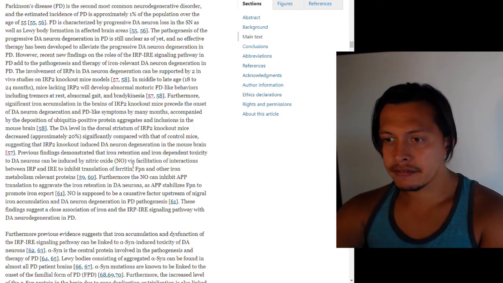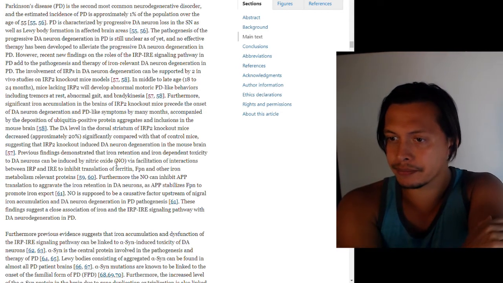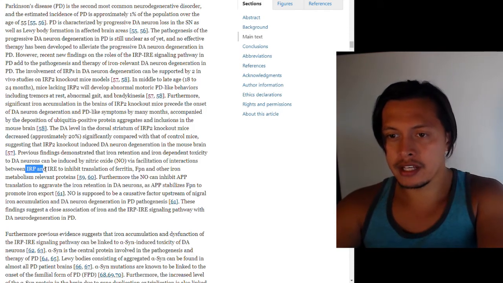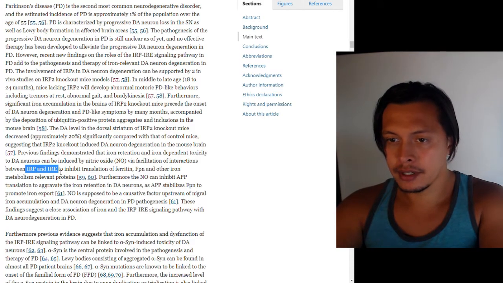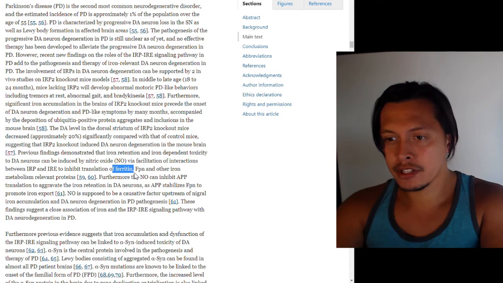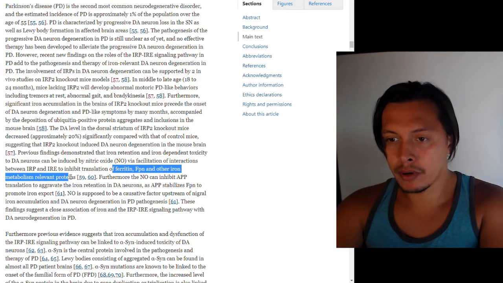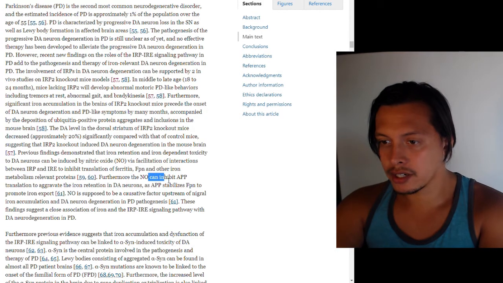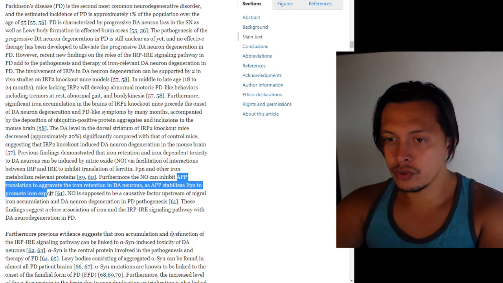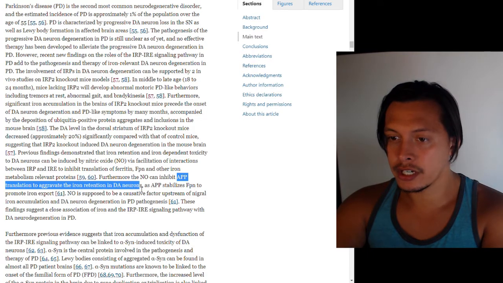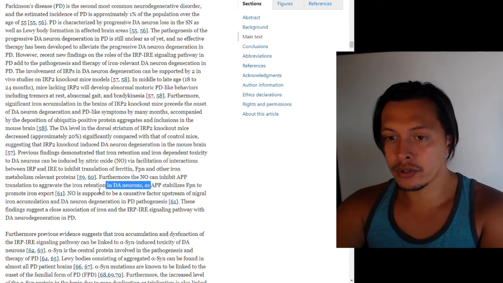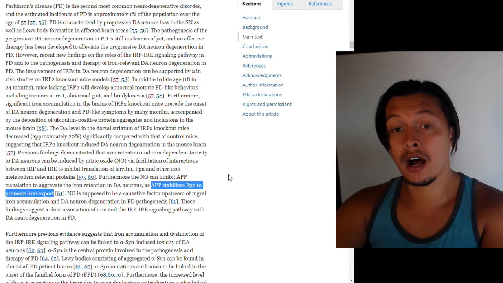So if you have nitric oxide, this will facilitate the interaction with the IRP and the IREs. So nitric oxide can inhibit the translation of ferritin and ferroportin and other iron metabolism relevant proteins. So that's very interesting that nitric oxide can have that effect. Furthermore, nitric oxide can inhibit APP translation to aggravate the iron retention in dopaminergic neurons, as APP stabilizes ferroportin to promote iron export. Oh, so this makes sense.